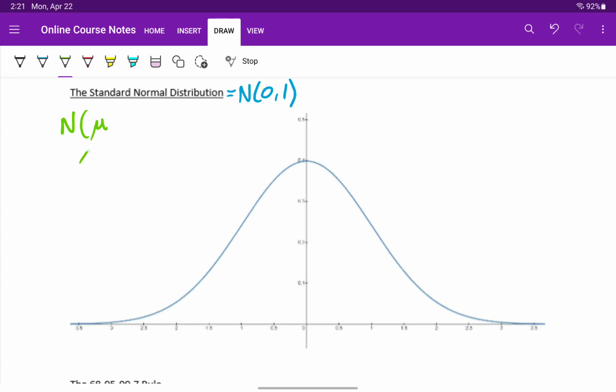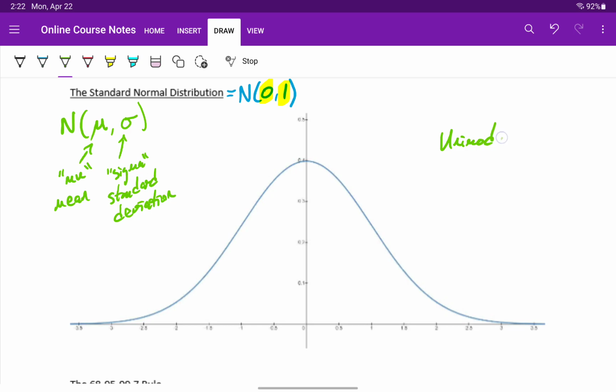value represents the mean of the distribution, and as the general notation, we use the Greek letter mu. And the second value uses the Greek letter sigma, and represents the standard deviation of the distribution. So if we're starting off with the standard normal distribution, we have a mean of 0 and a standard deviation of 1. The standard normal distribution is always unimodal.